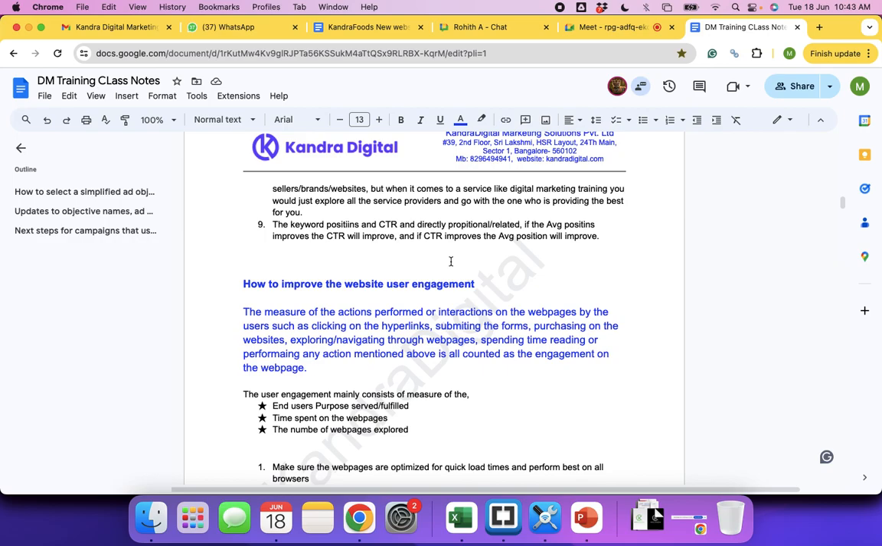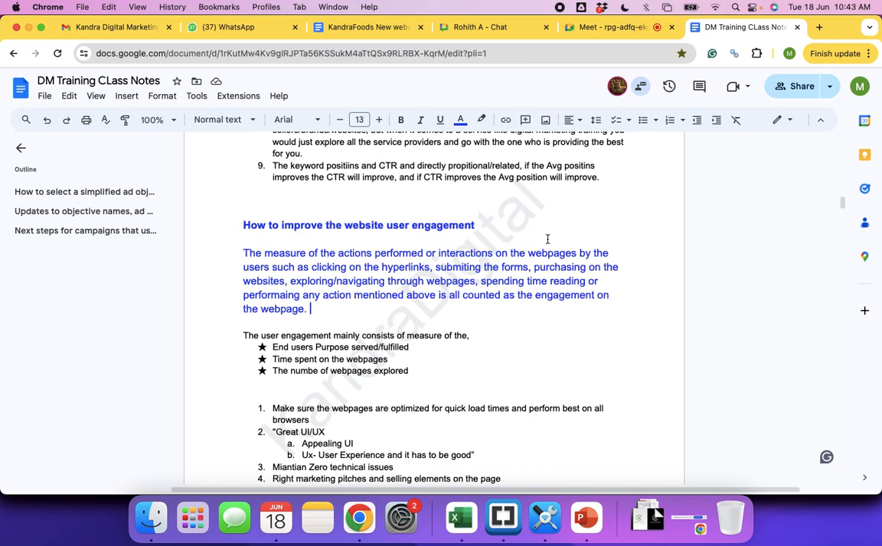Time spent on the web pages. If you are visiting the web page and quickly closing it, then the engagement is counted as low. The number of web pages explored. You visited the web page, stayed on only one web page, and immediately closed it. You are not exploring multiple web pages on the website. Even in those scenarios, the engagement can be counted as poor. Clear?